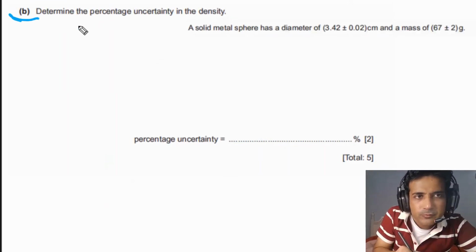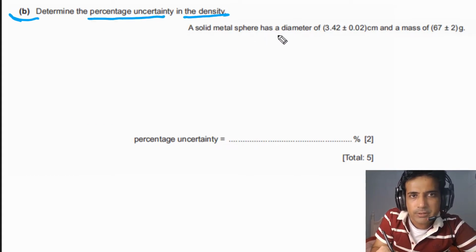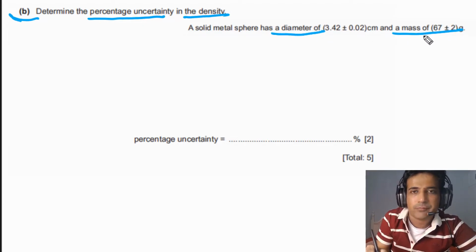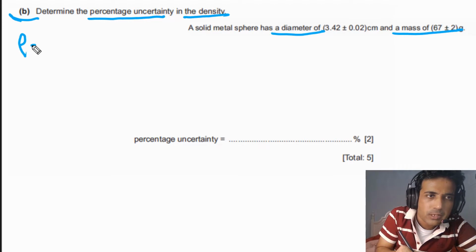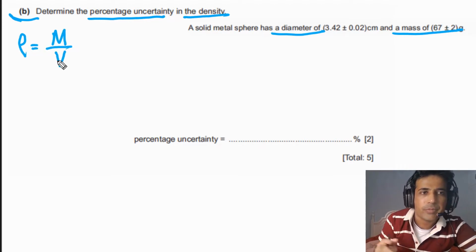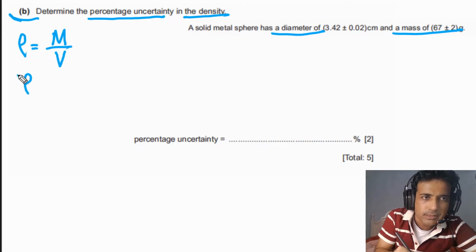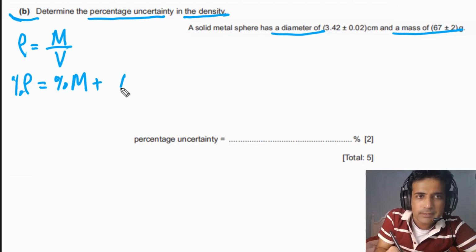For part B, we need to determine the percentage uncertainty in the density. For this question, we have diameter of the sphere and we have mass of the sphere. And we have also discussed that density is equal to mass over volume. Now we need to look at these quantities. As these two quantities are divided, the percentage uncertainty in rho will be equal to percentage uncertainty in mass plus percentage uncertainty in volume.